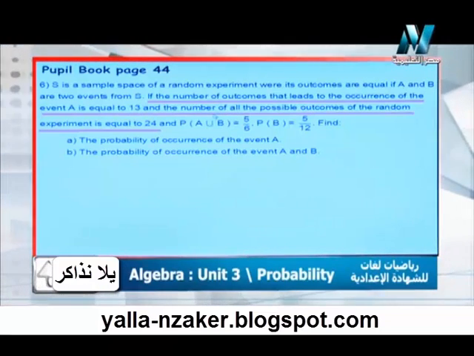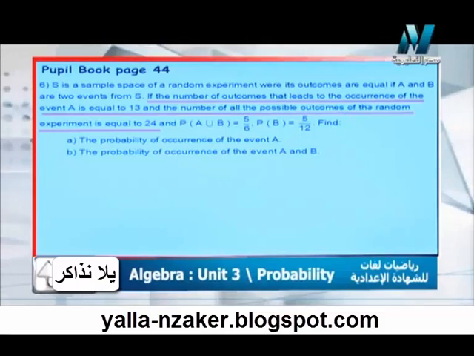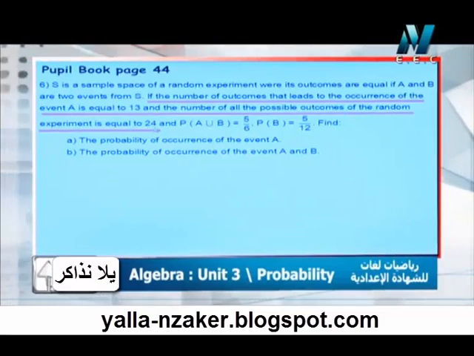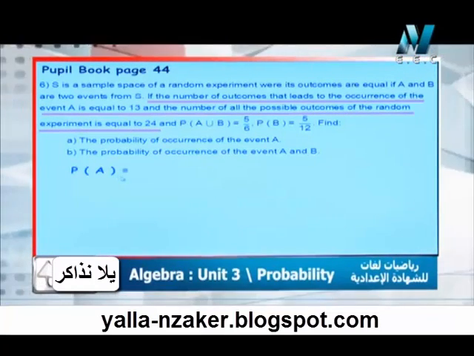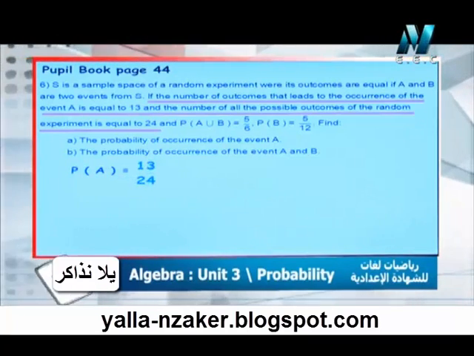Where did I get n of S? It says the number of all possible outcomes, which is n of S. n of S for this random experiment is 24. So I can simply write P(A) equals 13 over 24, which is n of A over n of S.